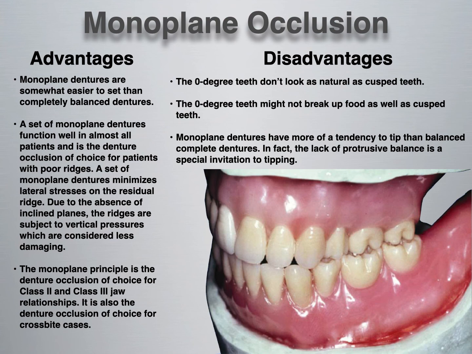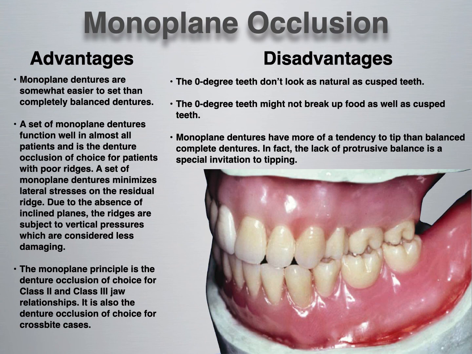They are flat teeth. So that basically means that your posterior teeth can align however you want as long as they are touching occlusal surface to occlusal surface. This makes it extremely easy to set teeth. Your anterior teeth just need to be in the proper overjet and overbite, and your posterior teeth fall where they fall. A set of monoplane dentures function well in almost all patients and is the denture occlusion of choice for patients with almost no residual ridge or poor ridges.